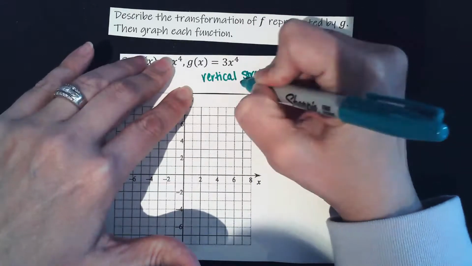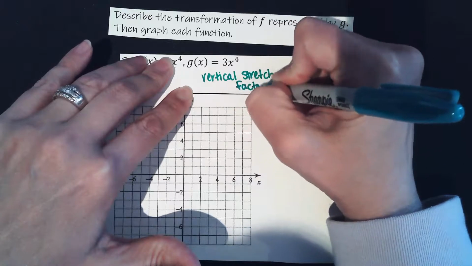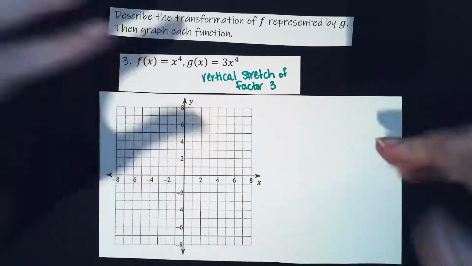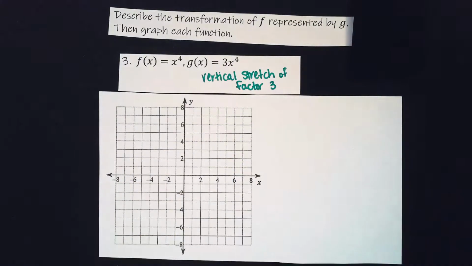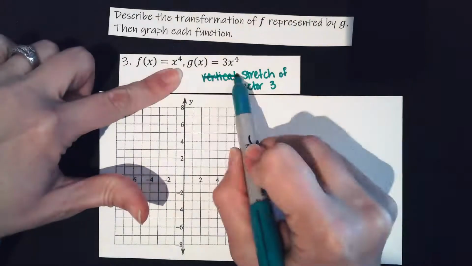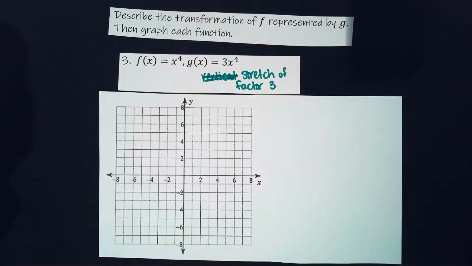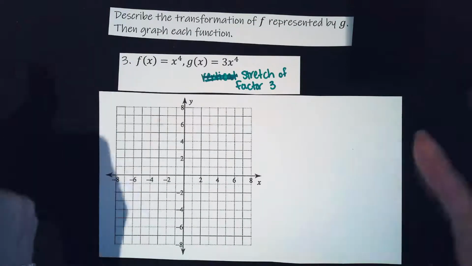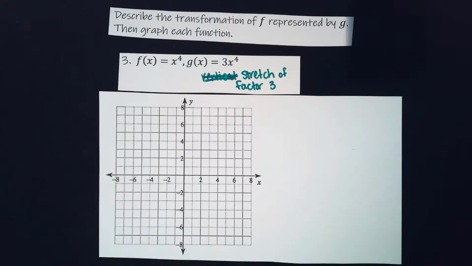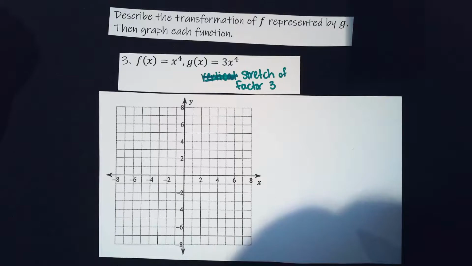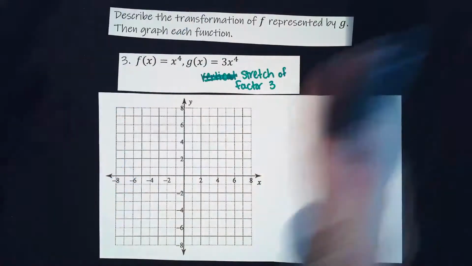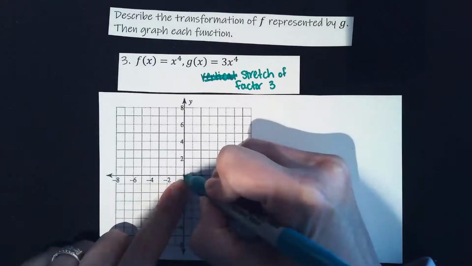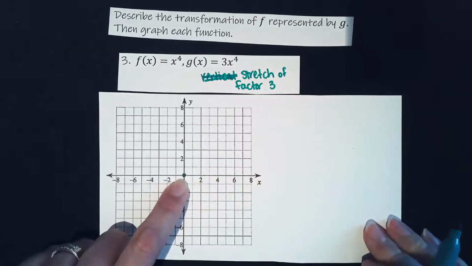of factor 3, or with a factor of 3, however you want to word that. If you don't use the word vertical, that's okay, because we don't deal with horizontal at all. So if you just say stretch by a factor of 3, that's fine. This had no translation, did not move left or right, which meant the starting point stays at 0, 0.